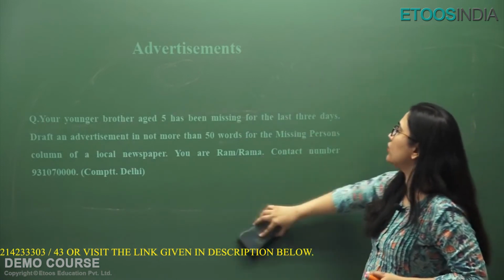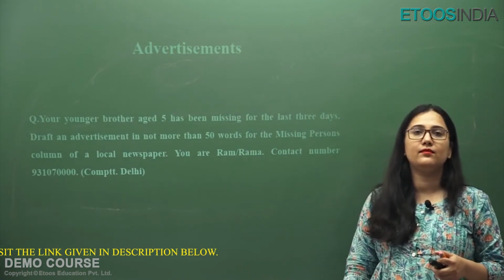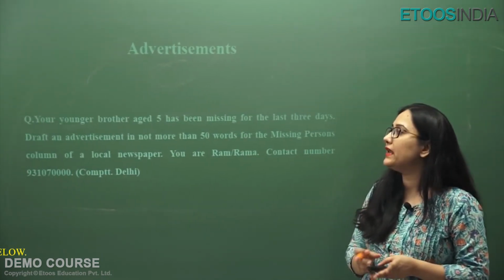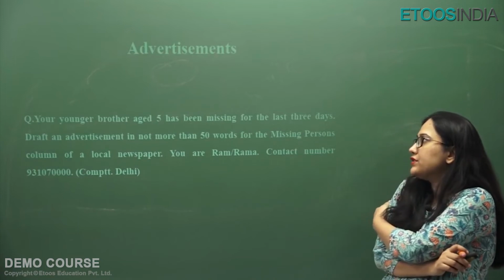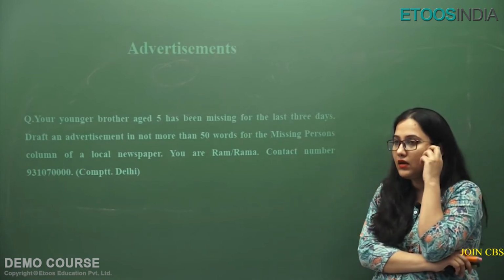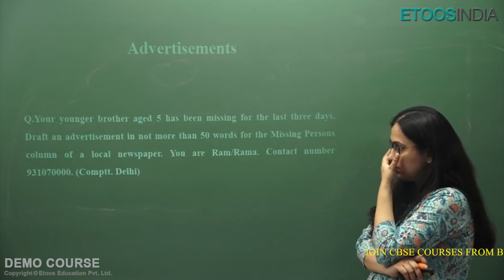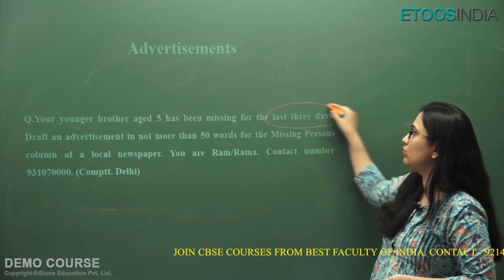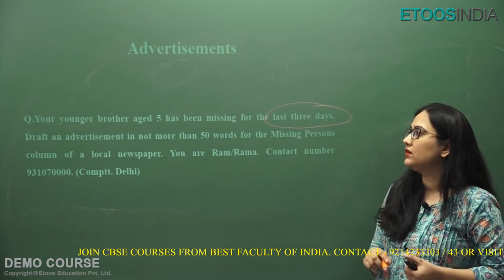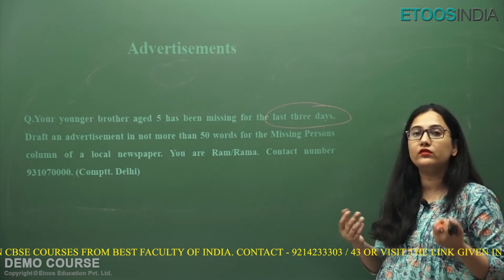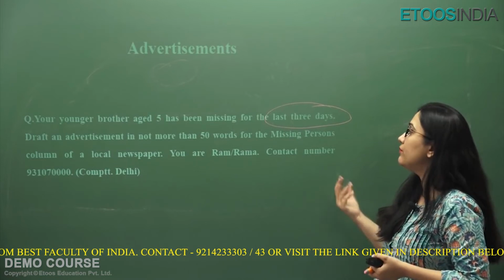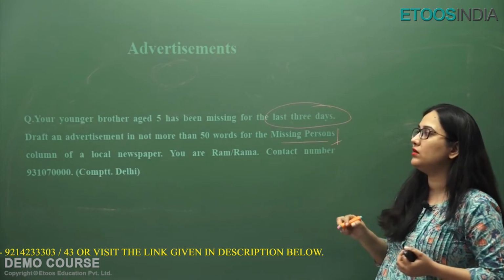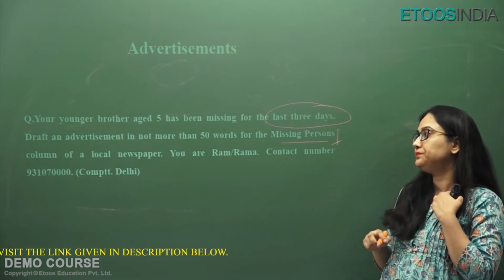This is also a question from one of the CBSE papers, a compartment exam in Delhi. Your younger brother, aged 5, has been missing. You have a child missing from your house, and he has been missing for the last 3 days. So the duration is given. Draft an advertisement in not more than 50 words for the missing person. Under the classified advertisement, missing persons column, you would write this advertisement.